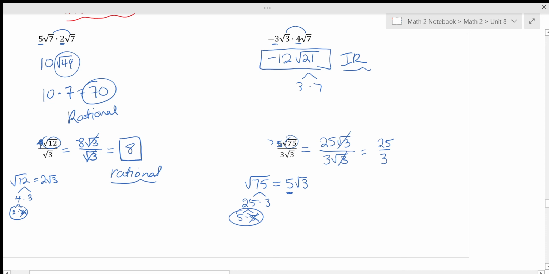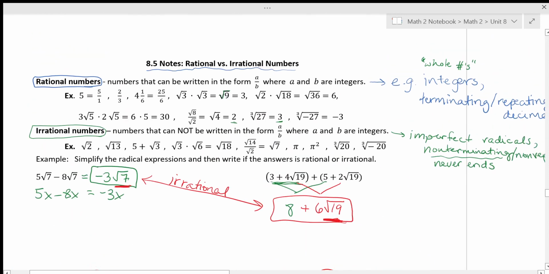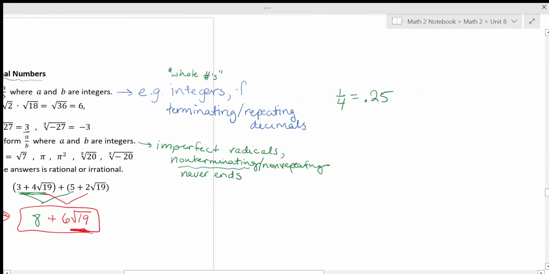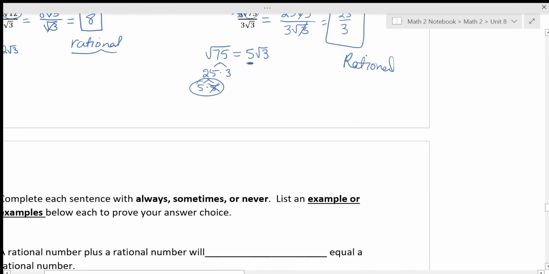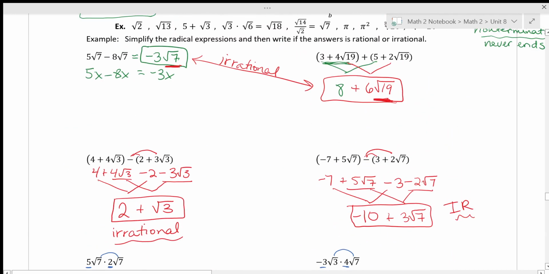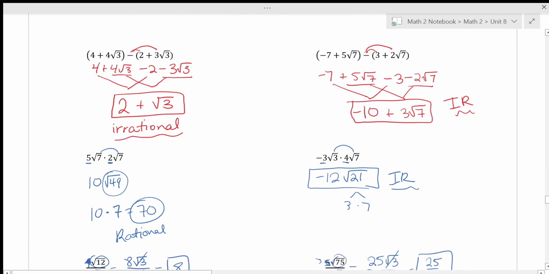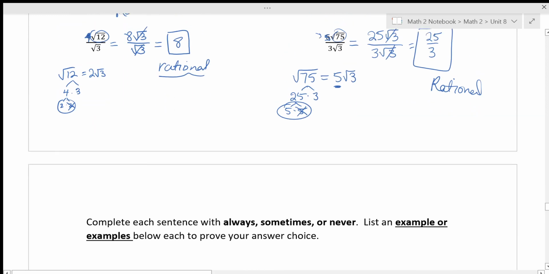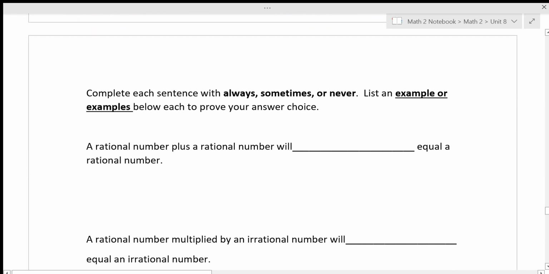25 over 3 is a fraction, so this is rational. So I actually had erased fractions up here, but I'm going to put that back in because we're not going to see any fractions that are irrational, I don't believe. Okay, so rational versus irrational, long story short, is if it still has a radical that you can't simplify any further, then it is irrational. If it doesn't, then it is rational, unless it's pi.